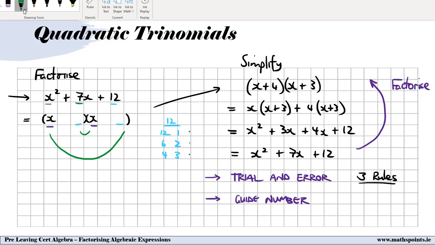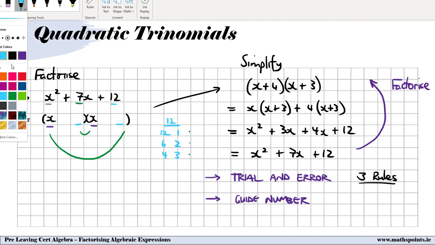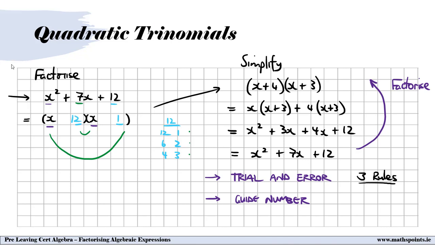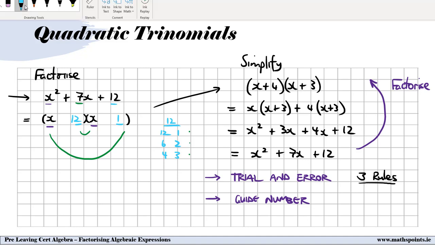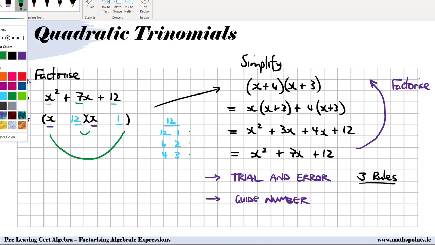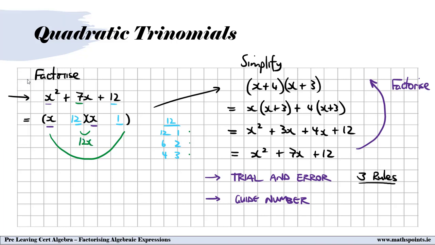Now I'm going to purposely pick a wrong answer. I'm going to pick 12 times 1. Let's run through the 3 checks. The first part of each bracket, x by x, gives me x squared. That's fine. The last part of each bracket, 12 by 1, gives me 12. That's fine. Let's try the third part now to see if it works. The inner 2 gives me 12x when I multiply them, and the outer 2 gives me 1x. But there's absolutely no way that I can combine 12x and 1x to give me 7x. So it's not the numbers 12 and 1, and so I'm going to erase them.